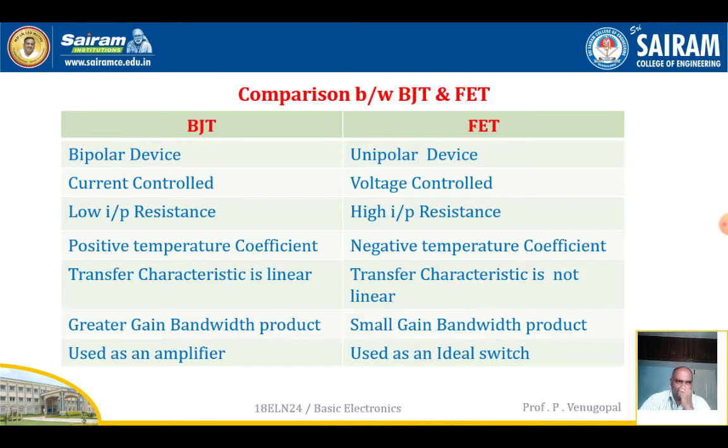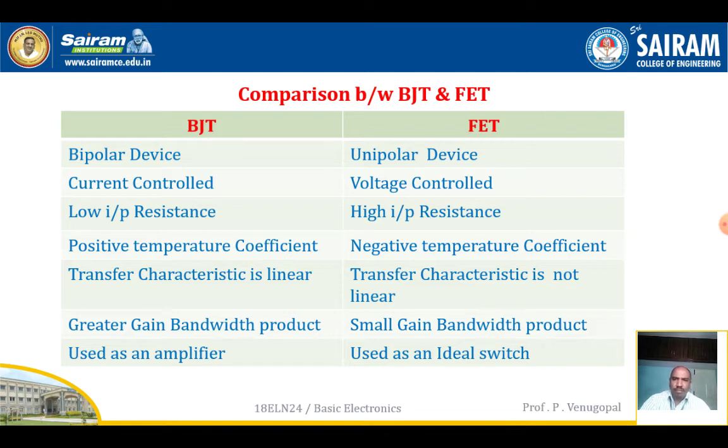So how is the BJT a current control device? Dear student, try to understand. Take the BJT or transistor in the common emitter configuration. The current flowing through the base controls the current flowing from collector to emitter. So the input current at the base controls the output current flowing from collector to emitter. Hence BJT is a current control device.